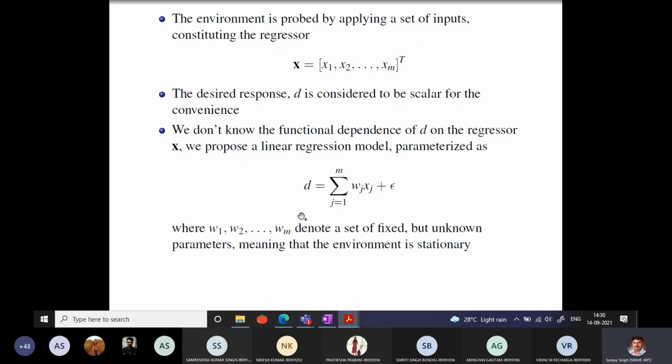Now, all these W's are also a set of fixed weights, but the only thing is that these are unknown, and that's what we are looking for. These are the unknown parameters, meaning that the environment is stationary. This set is fixed. It's not changing every now and then. That's why I say that this stochastic environment is stationary.